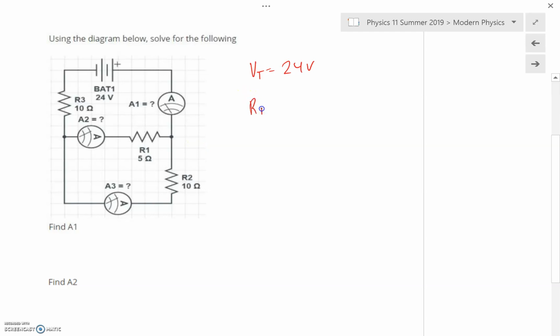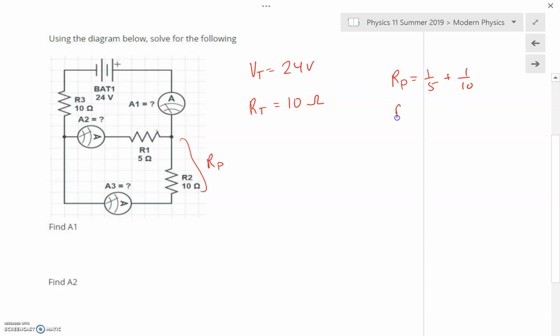Now the total resistance is going to be the 10 ohms that is in the series part of the circuit, and then I have to calculate with R1 and R2 what this circuit is here. So I'm going to find the resistance of this parallel section. The resistance of this parallel section is 1 over 5 plus 1 over 10.